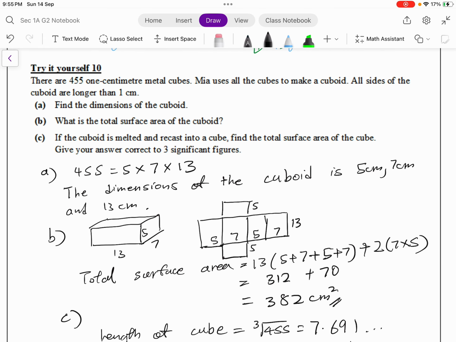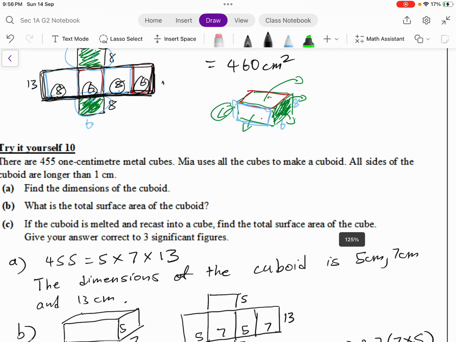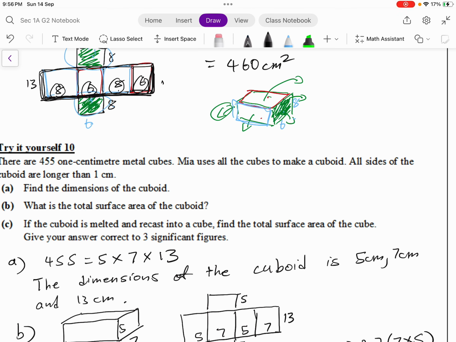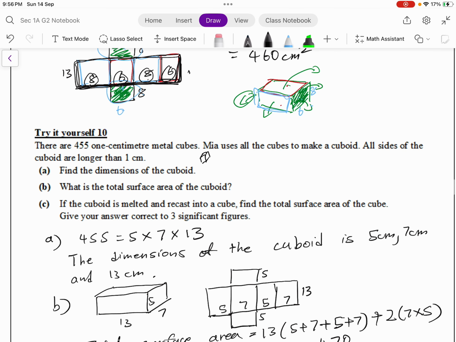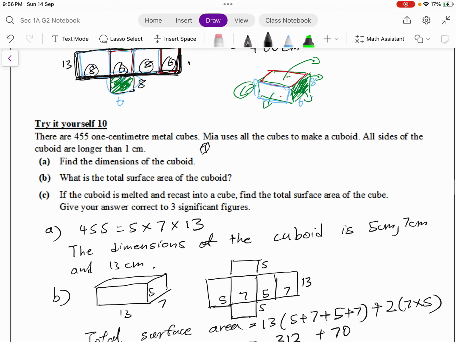Okay, so this one is a bit of a thinking question. There are 455 1 centimeter cubes. So think of it like your Lego. You have all these 1 centimeter cubes. You use them to combine and create a cuboid. Sides are all longer than 1 cm. What is the dimension of the cuboid?